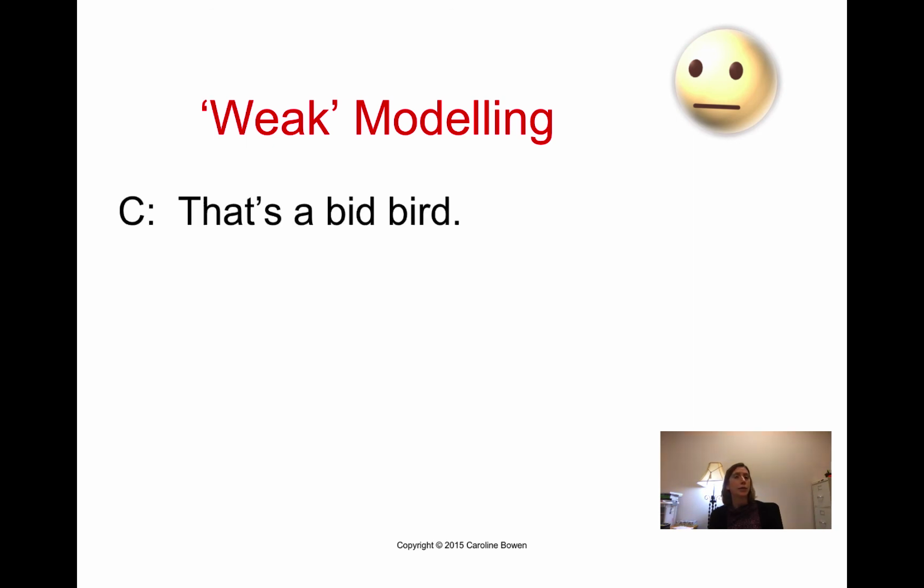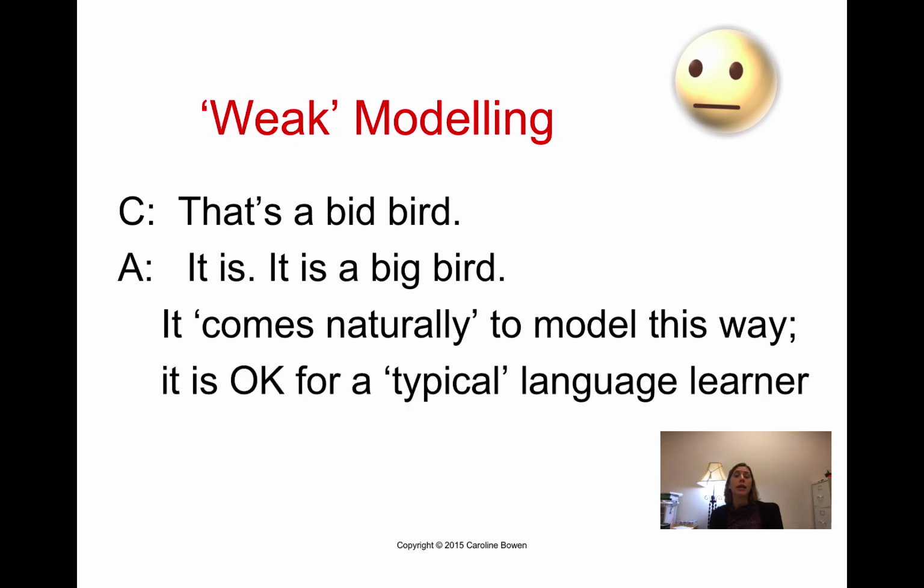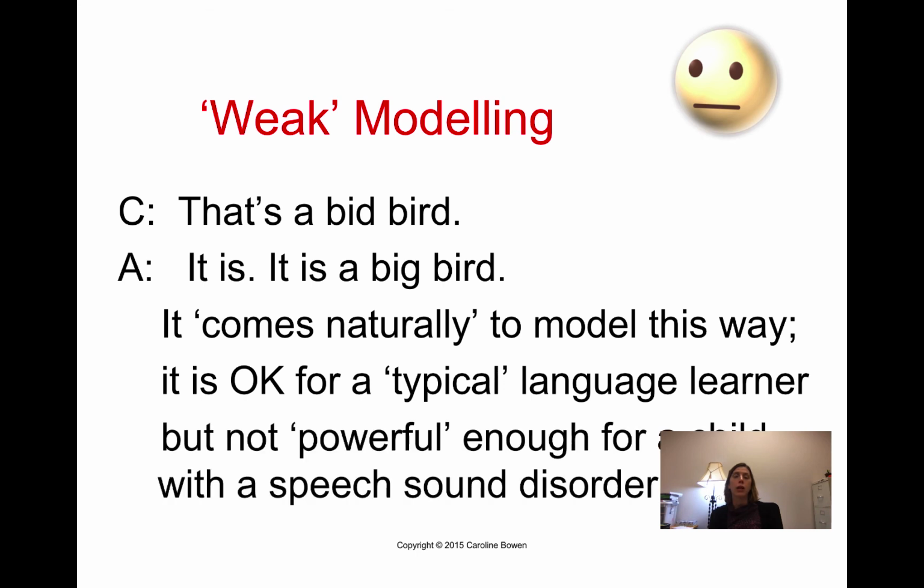So kids, again, that's a bid bird. And you can say it is a big bird. So it comes naturally to model this way. And this is usually fine for our typical kids, right? The kids just need a one-time exposure to things. They're like, oh, it's not a bid, it's a big. All right, we can do that. But it's not powerful enough for kids who have speech disorders or language impairments. Again, these kids need so much input. They need three, four, five times the amount of input a typical kid gets. So we have to give them more models so they can copy it.